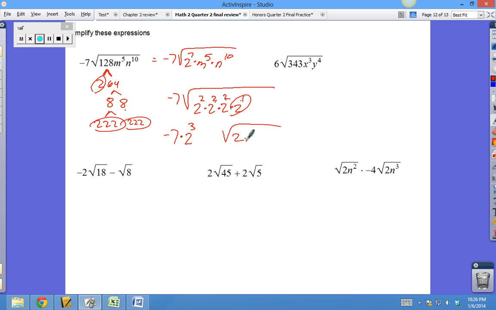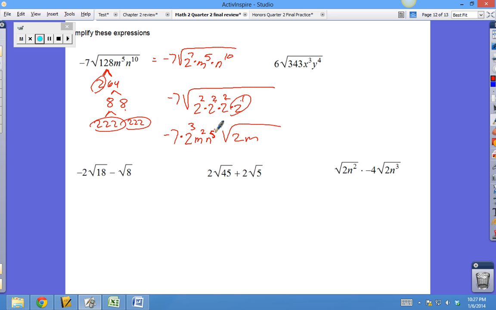M's, I have 5 M's. How many squares are there in 5? How many 2's are in 5? I know that 2 of them get out. They get undone. So 2 squares is 4, but I had a total of 5, so there's going to be 1 left over. How many squares are there in 10? And there are exactly 5 squares with none left over, because 5 squares is 10.